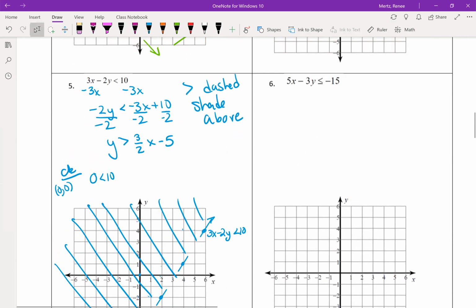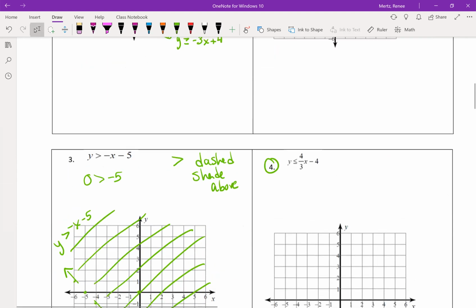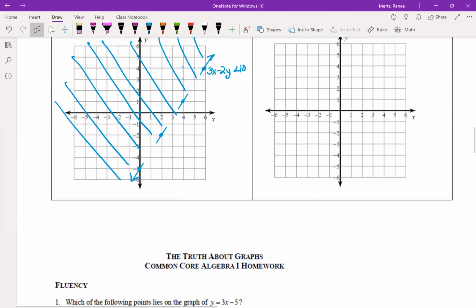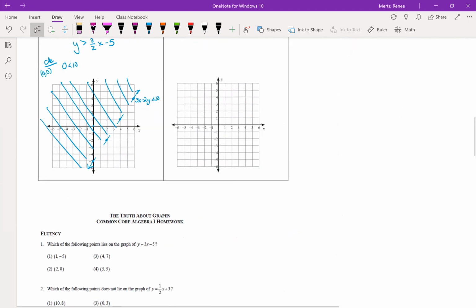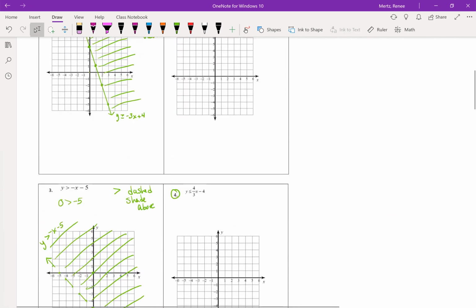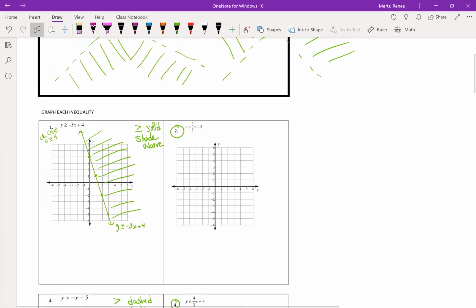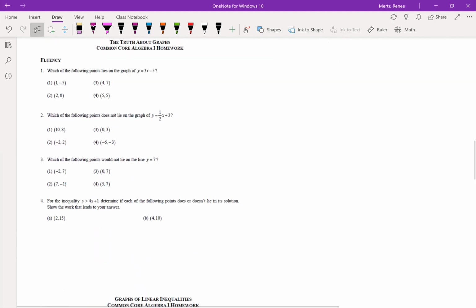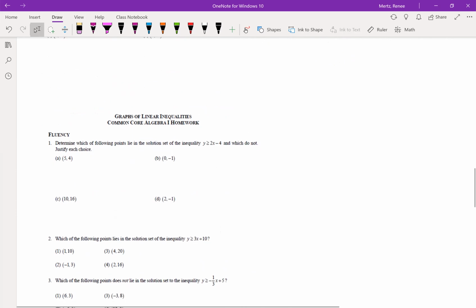You'll try 6. You should get 2, 4, and 6 checked, please. I'll put a little answer key off to the side so you can check it. Please take your time, ask for help if you need it. And then you'll do these homework problems.